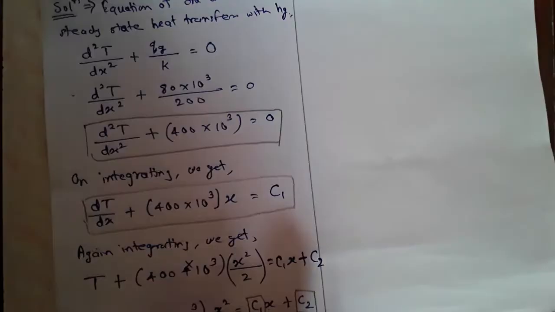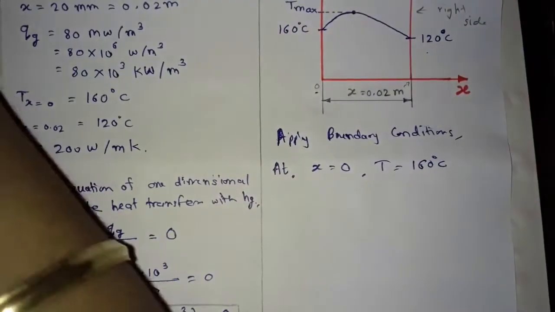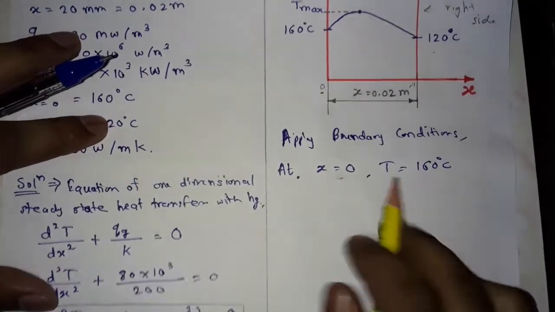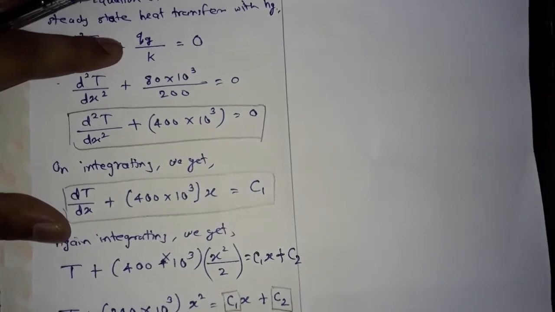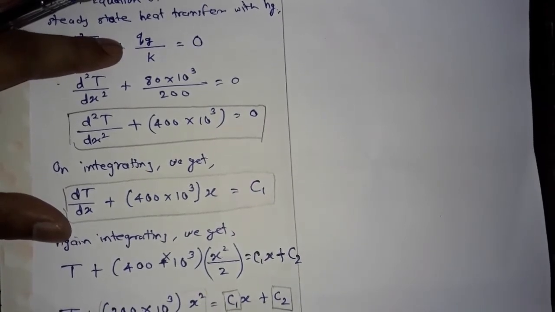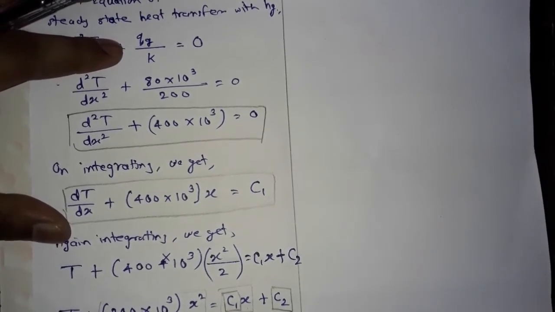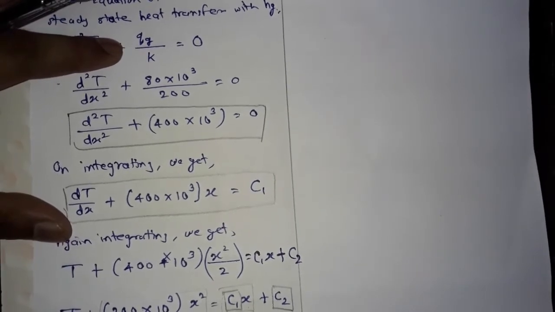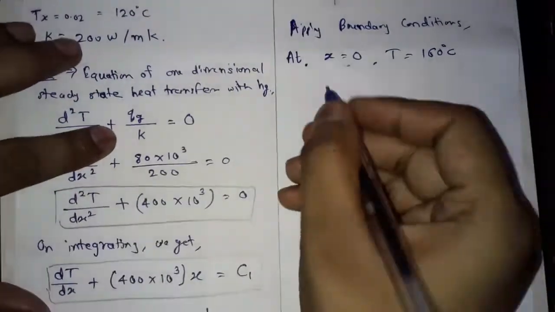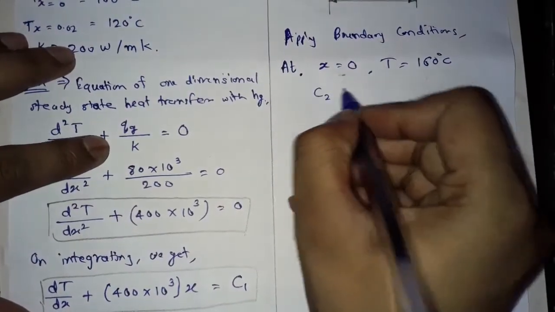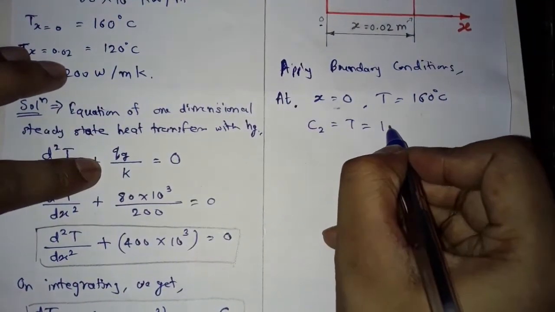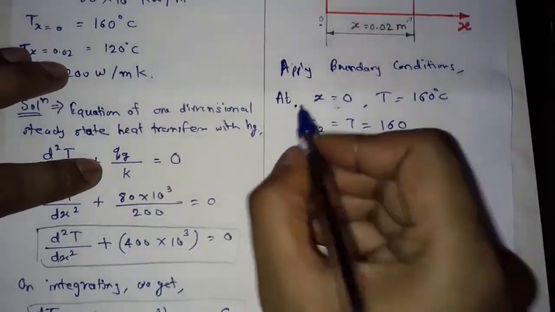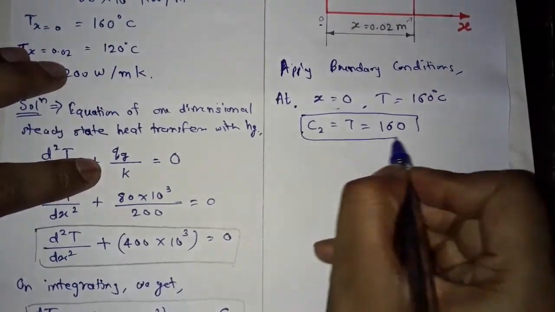So here we have x is equal to 0 and T is equal to 160 degrees Celsius. When we put this boundary condition in this equation, x is equal to 0, so this term becomes 0, and T is equal to 160 degrees Celsius, so we will get C2 is equal to T. So here we have C2 is equal to 160. This is the value of C2 here.